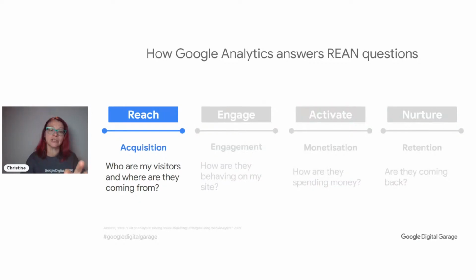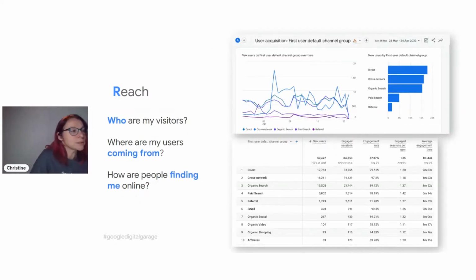So with our reach questions, we're looking at that acquisition area. Here's a great acquisition report. This is the first report I will go to pretty much on any new website I look at. We're looking by channel at how people are finding you online. This is our traffic acquisition report, and it shows how we acquired the traffic that came to our site.